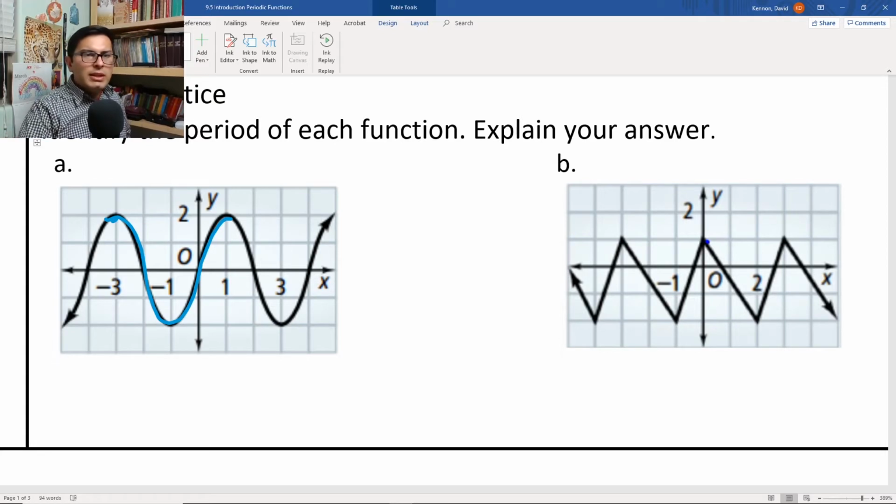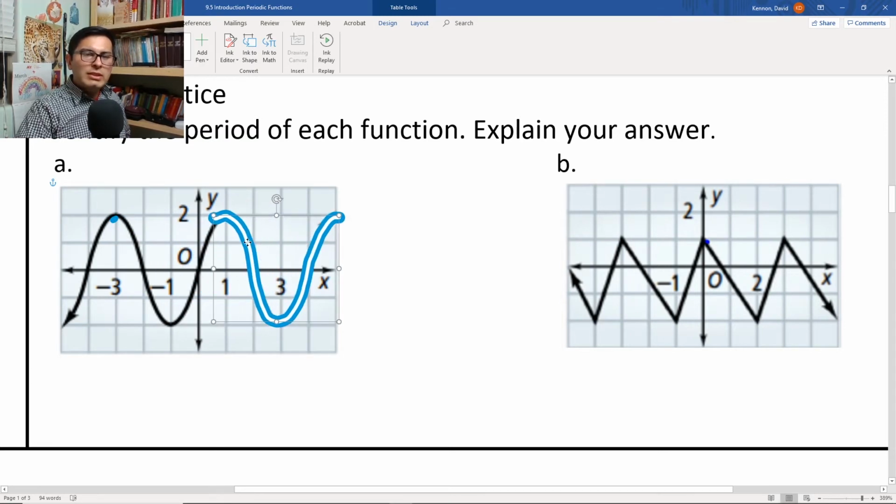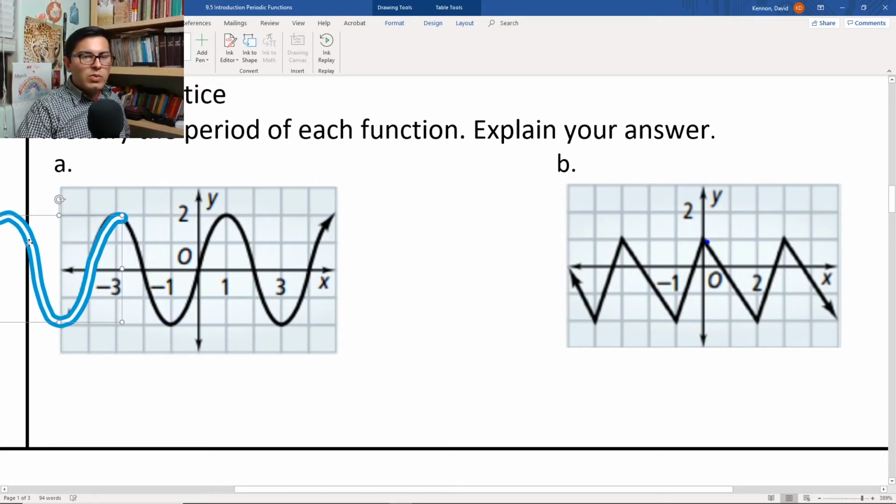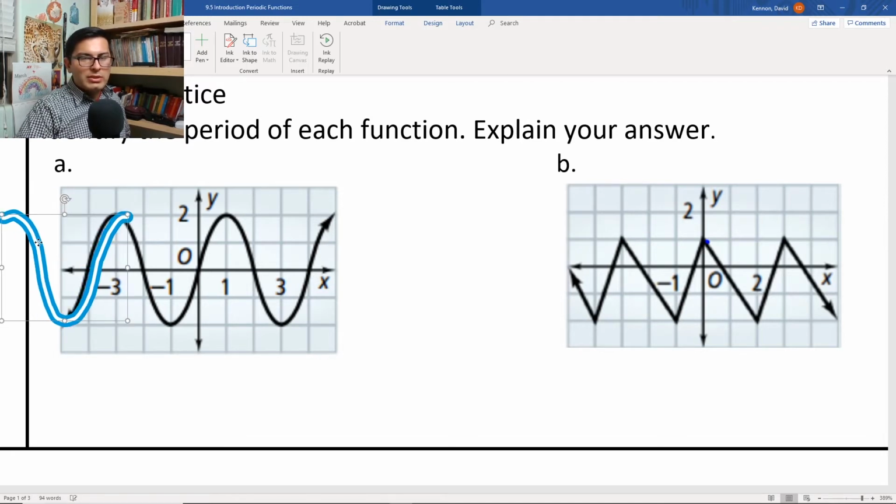Now we could always test this out, if this is a true cycle, by just moving it over and seeing that it actually fits other parts of the graph as well. It actually works if we move it to the left as well, but the graph got cut off and we don't see the rest of the graph over there.